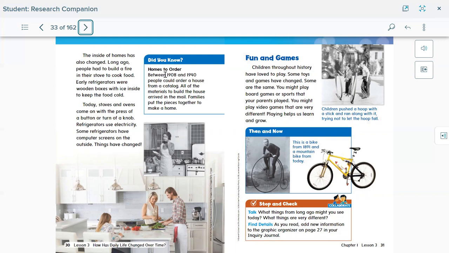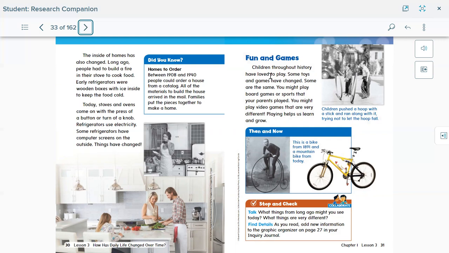All right, homes to order. Did you know between 1908 and 1940, people could order a house from a catalog? All of the materials to build the house arrived in the mail. Families put the pieces together to make their home.